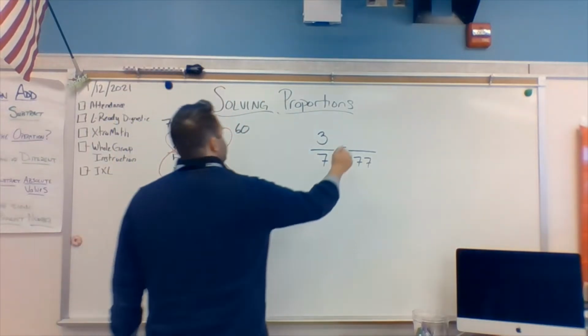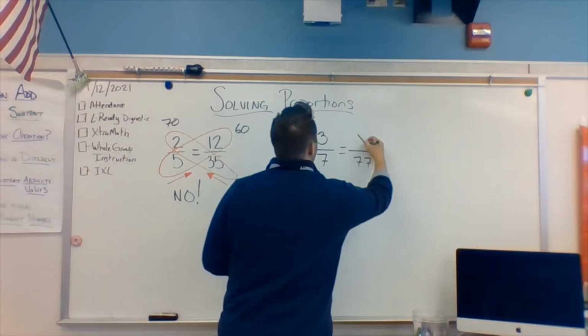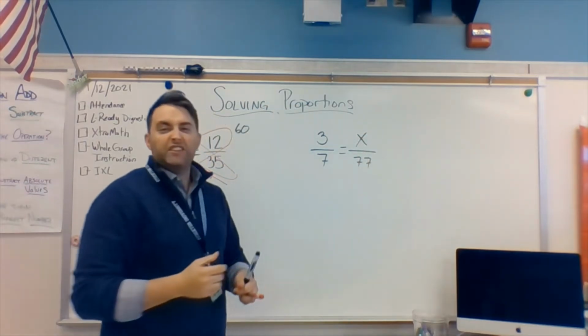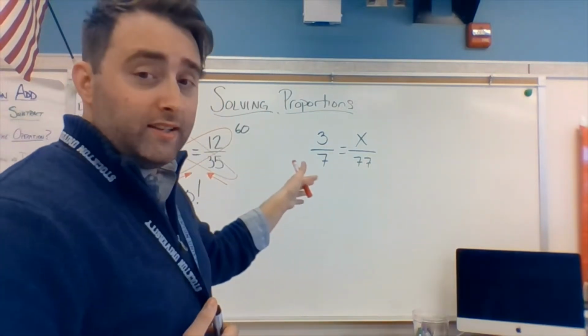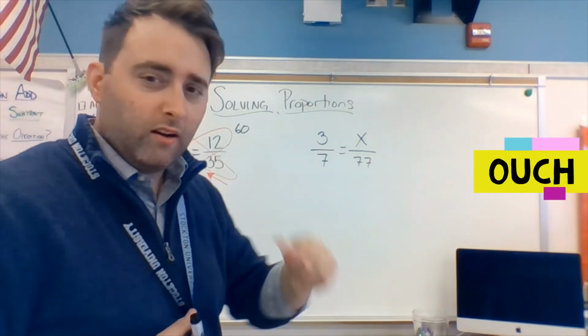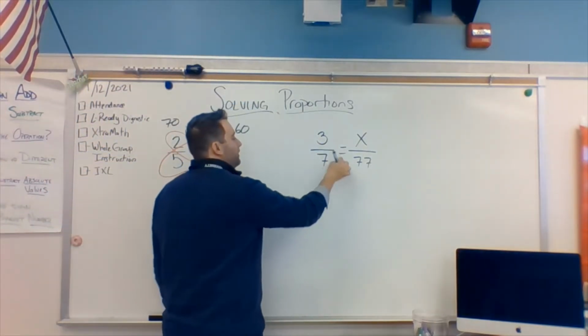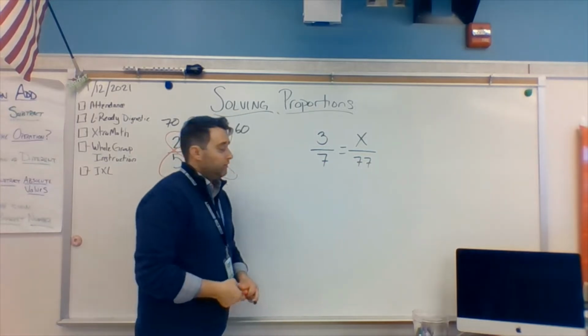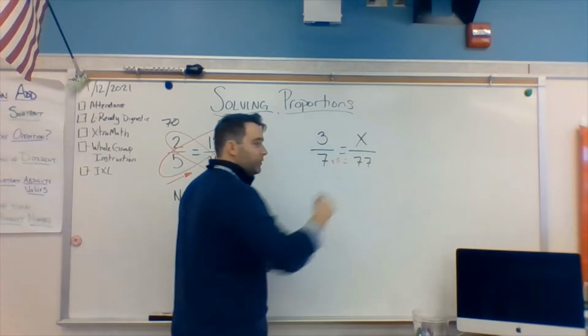Let's go over here now. I have a blank spot. It's usually going to be filled with a variable. This one's easy, and if in your little smart brain you can clearly understand it: 7 times what equals 77? It's 11. Good. So 7 times 11 equals 77.